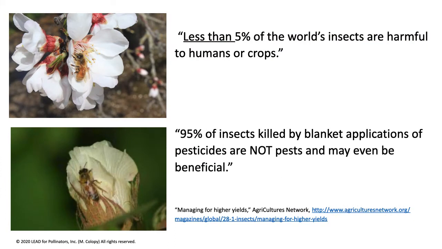While many people are uncomfortable around insects, insects are integral to a healthy ecosystem. Less than 5% of insects are harmful to humans or crops, yet we kill more than 95% of all insects through blanket applications of pesticides used to control a few pests in an area.